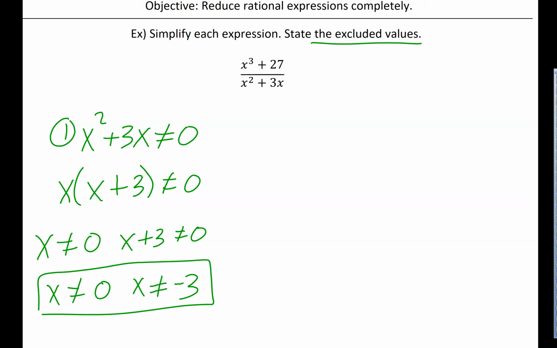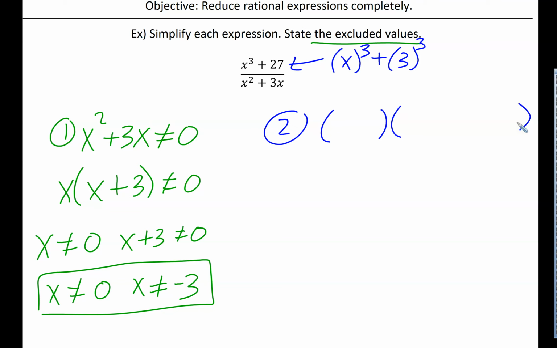Then for simplifying, here's where we have to recognize that our numerator of x cubed plus 27 is a sum of two cubes. And for a sum of two cubes, we look at the base values that are being raised to the third power. And a sum of two cubes, like a difference of two cubes that I talked about in the beginning of the lesson, factors into a binomial and trinomial factors. And we use the word SOAP to help us make sure we get our signs or operations correct.